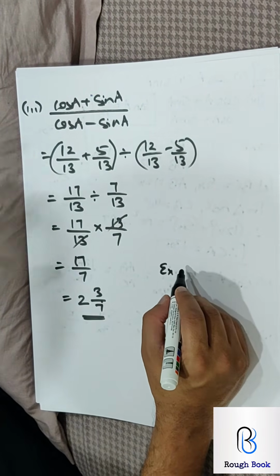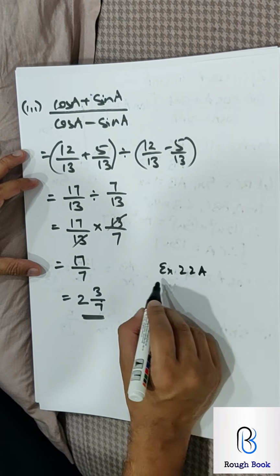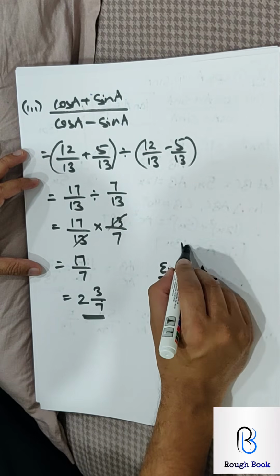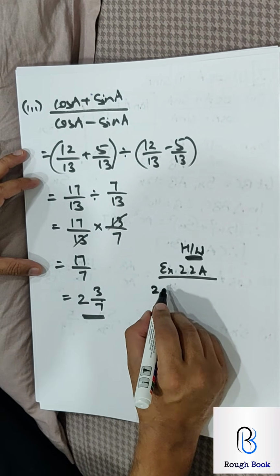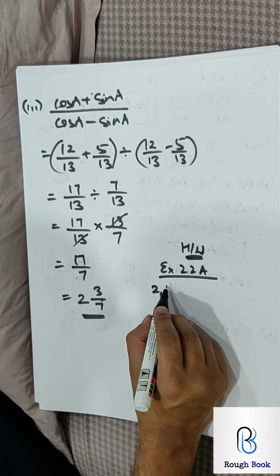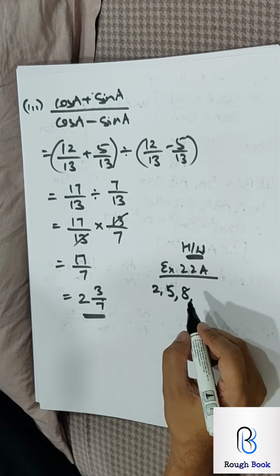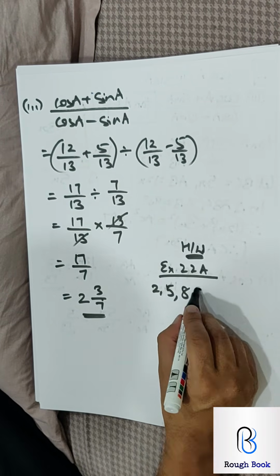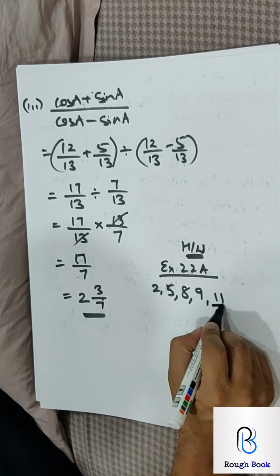So homework time. I didn't make any mistake. So let's do it. Exercise 22A. I want you to do your homework sums as sum number 2. Then we did 3, 4 both. Sum number 5 you can try. 7th I did. 8th you can try. 9th you can try. And 11 also you can try. In 11 there is a clue.